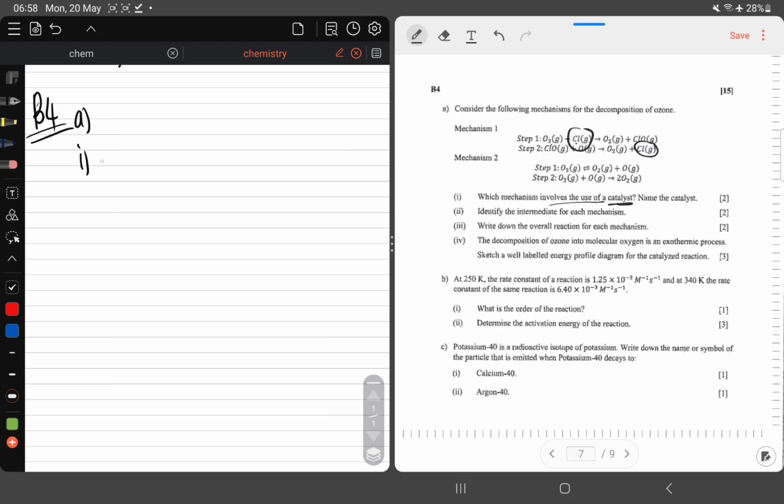So which mechanism? I can say mechanism 1. Mechanism 1. And name the catalyst, Cl gas. Okay, chlorine gas. Like this. And then part 2 would say, identify the intermediate for each mechanism.